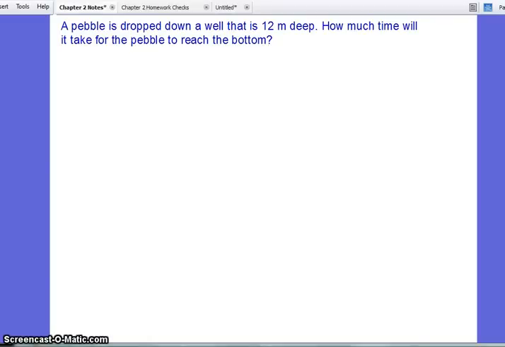Here we have a free fall problem where a pebble is dropped down a well that is 12 meters deep. How much time will it take for the pebble to reach the bottom? So we start by writing down our givens. Now I'm going to actually draw a picture to begin.